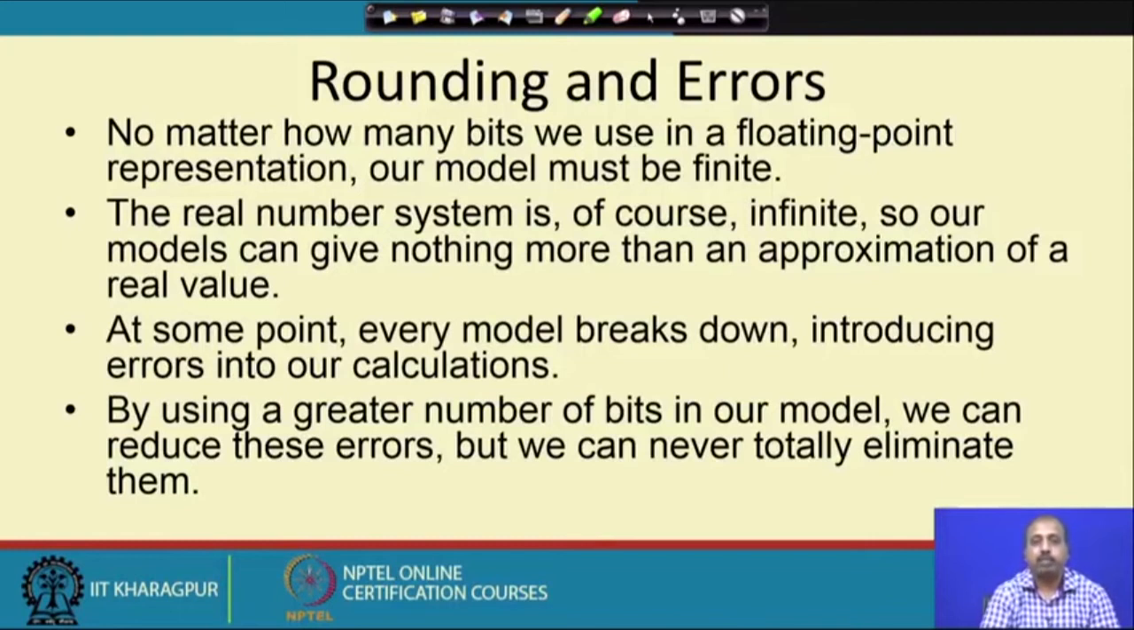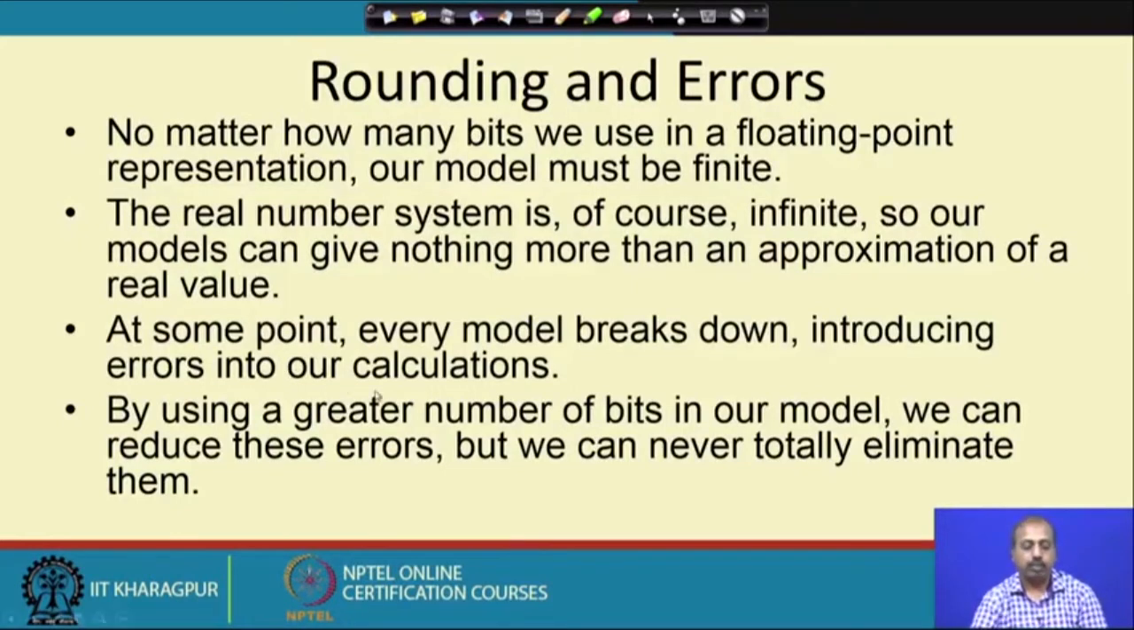Whatever size you allocate for the exponent part and the significant part, there will be a limit, and it will introduce some error in the calculation. If you use more bits, then we can reduce error, but we can never eliminate it totally.